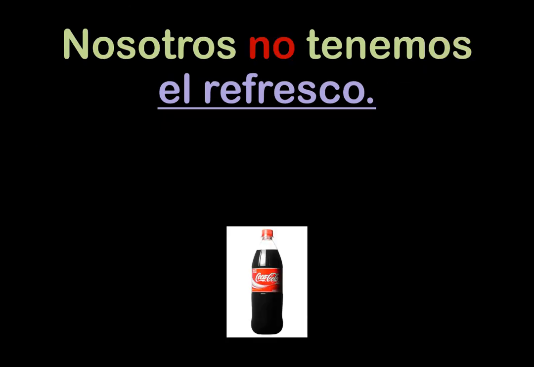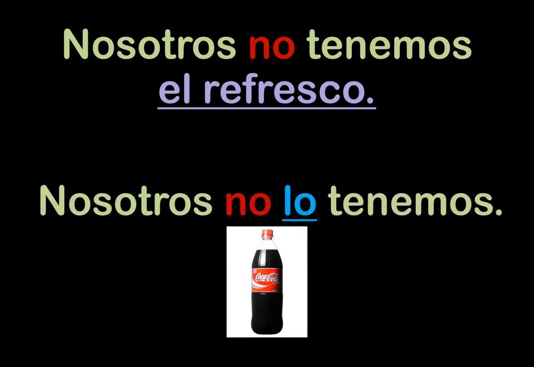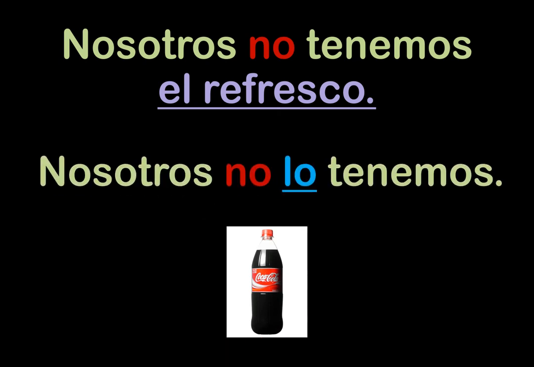Nosotros no tenemos el refresco. Now I put a negative here because I don't want you to get concerned when there is a negative. Where do we place the DOP? Always in front of the verb. Nosotros no tenemos el refresco would become nosotros no lo tenemos. We don't have it.